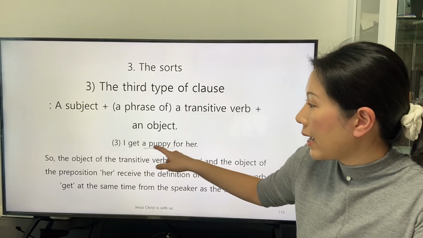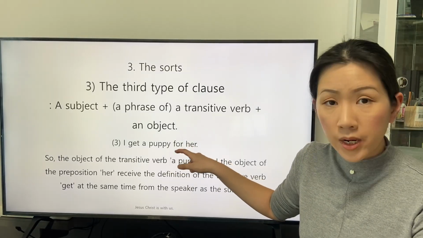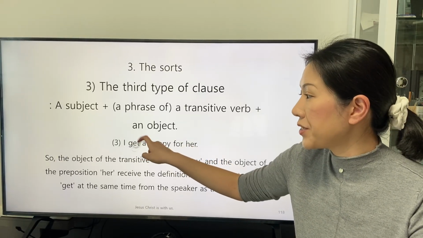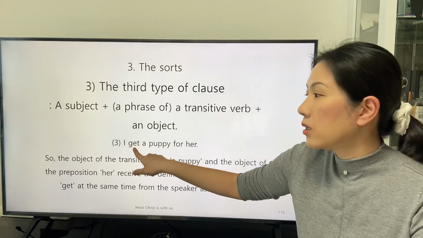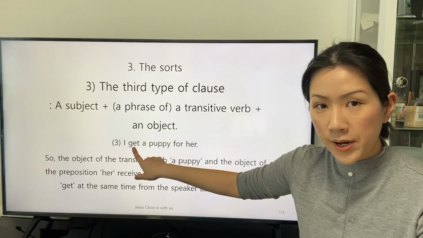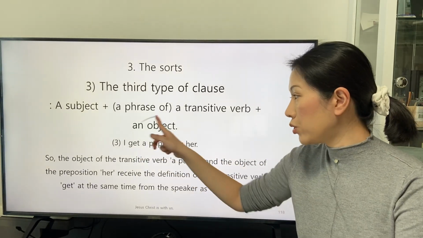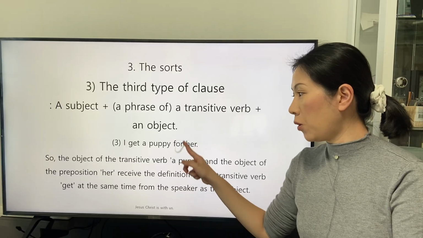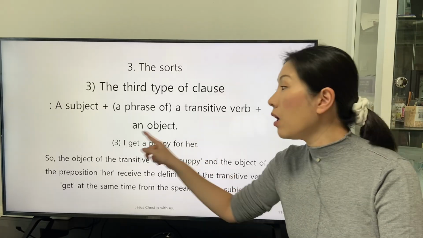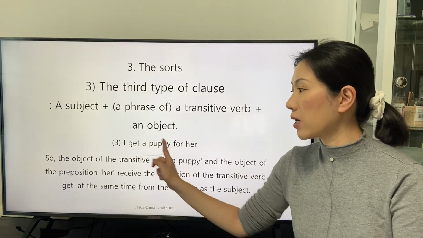A puppy, that is the subject of the preposition for, is the object of the transitive verb get. So we can understand that the definition of the transitive verb get is delivered to the object of the preposition for from the speaker as the subject via the direct object, a puppy.